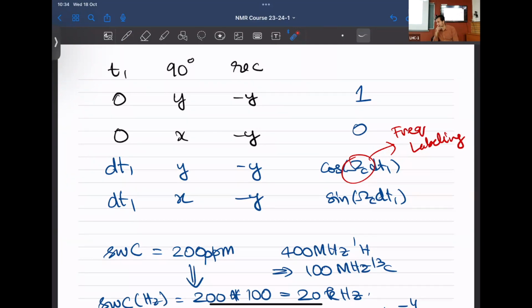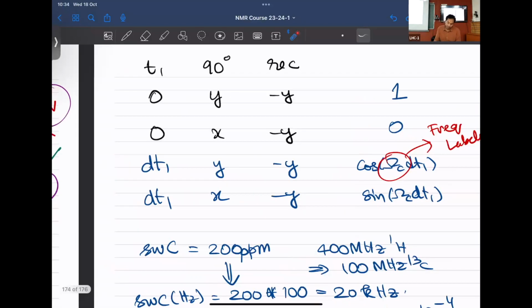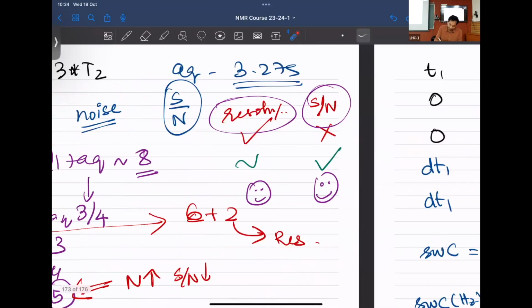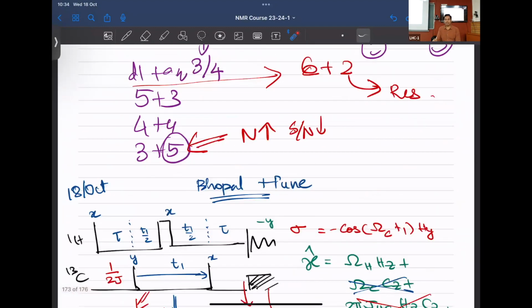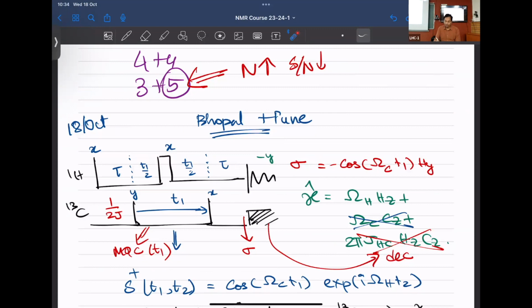What is your question, if I didn't still answer it? Right? So you don't keep the receiver on. For people who are getting confused, do you keep the receiver on during T1? No, we do not. That's why it's indirect detection. You do keep the receiver on here. You do not keep the receiver on here.